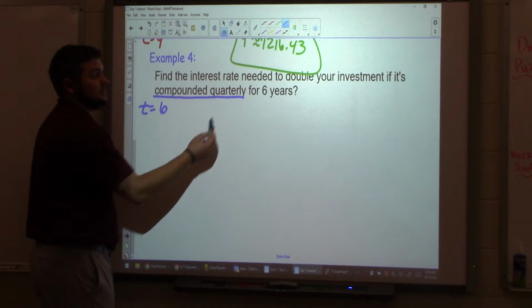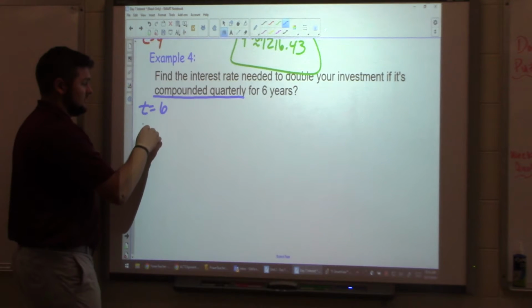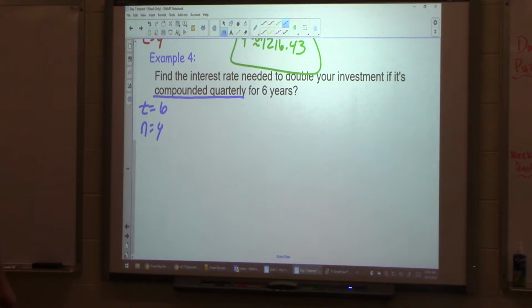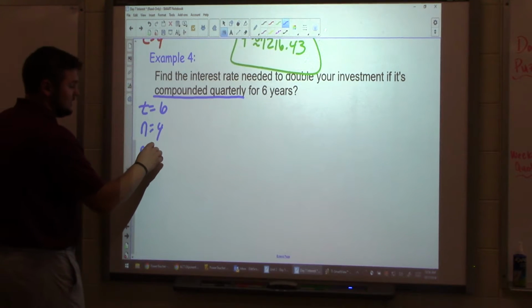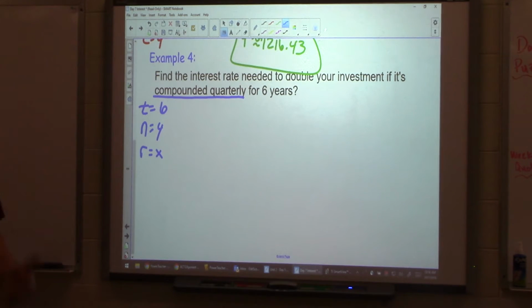Compounded quarterly, which means how many times are we going to compound it? 4 times. Good. N equals 4. Cam, did you have another one? You need to find the interest rate. We need to find the interest rate, so our R is our X value. Or you can leave it as R if you want to use R as a variable. That's fine as well. What else do I know?